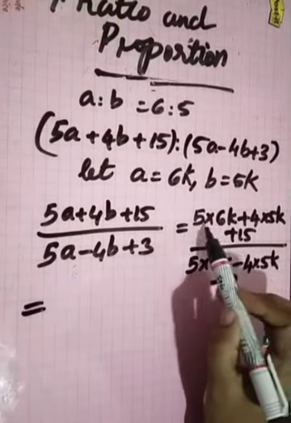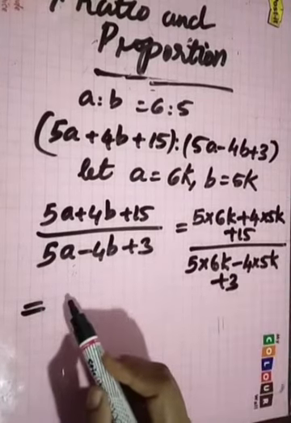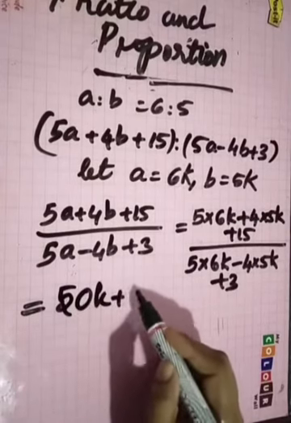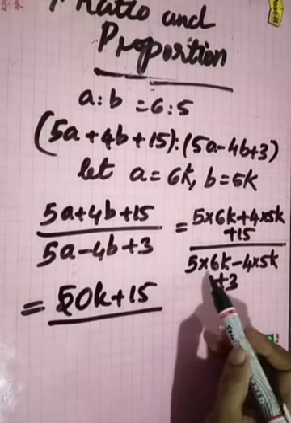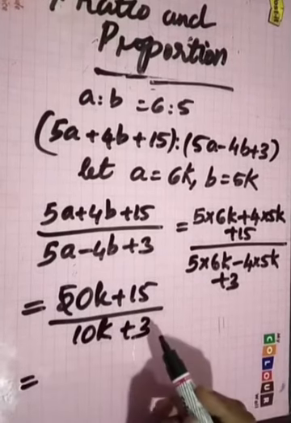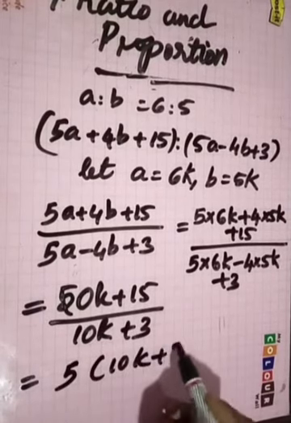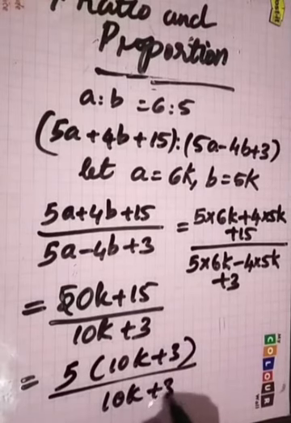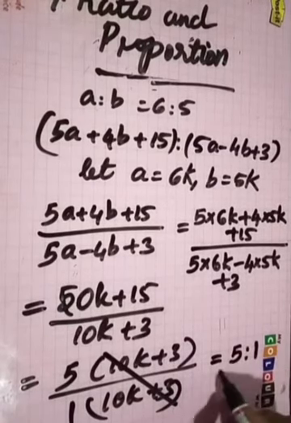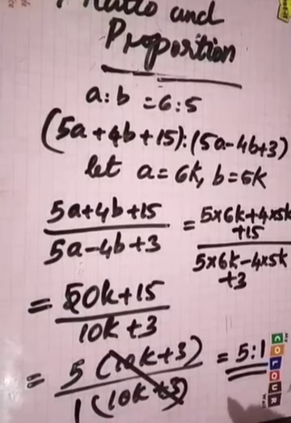Let us simplify this. 6 5s are 30, 30k plus 5 4s are 20, 30k plus 20k is 50k plus 15 divided by, this one is 30k minus 20k, that is 10k plus 3. Now let us take the common factor. Can you see any common factor for numerator? Yes, 5 is common, 5 times 10k plus 3. And denominator also 10k plus 3. So we can cancel out this portion. So here only 1. The ratio is 5 is to 1. Because the question is in the ratio form, we should express the answer also in ratio form. This is the solution of this question.